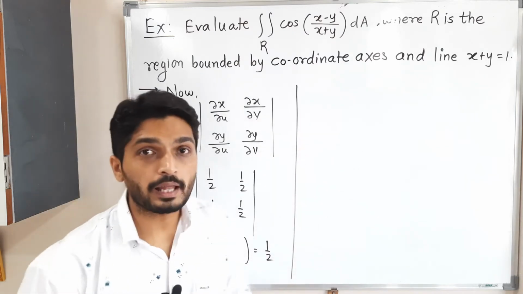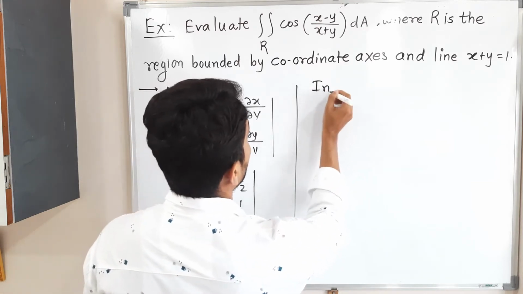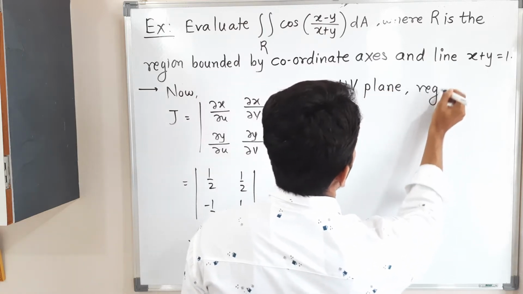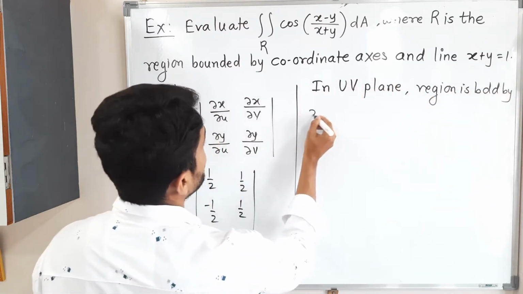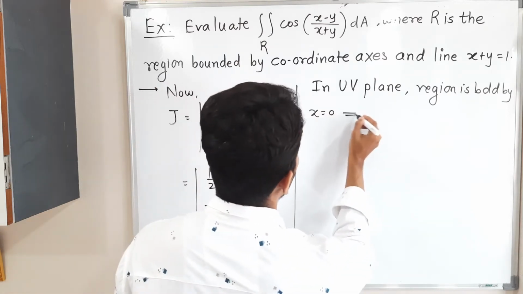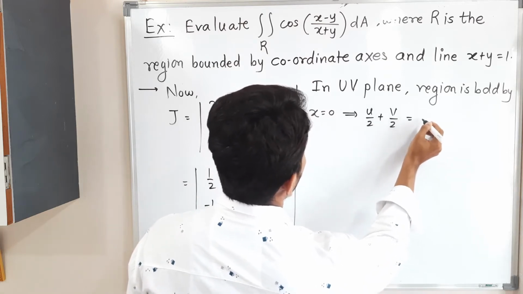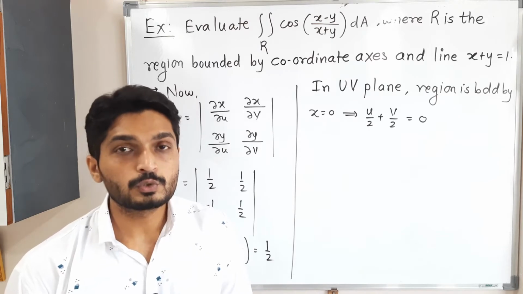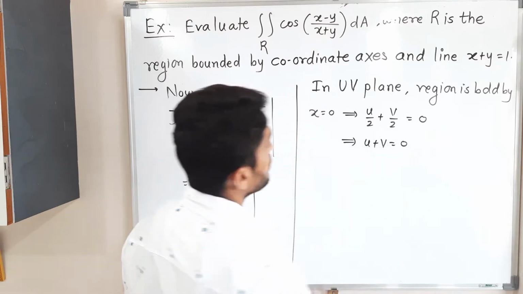Okay, so let us see what will happen in the UV plane by this substitution. In the UV plane, the region is bounded by... we had a first equation x is equal to 0, but what is our x? We had got x is equal to u by 2 plus v by 2, is equal to 0. So I put the value of x there, u by 2 plus v by 2. Let us multiply both sides by 2. Therefore we will have u plus v is equal to 0.